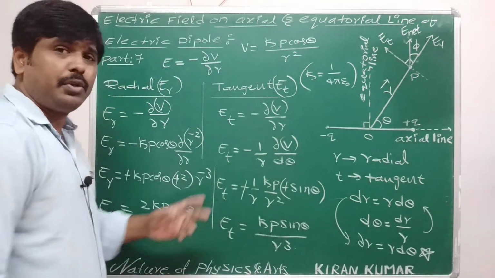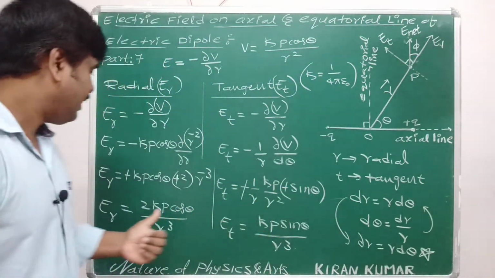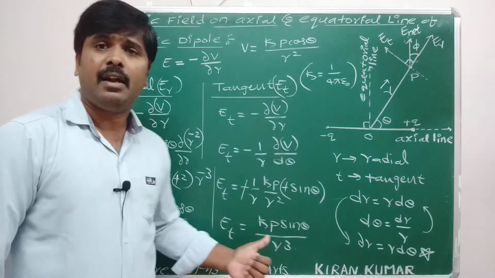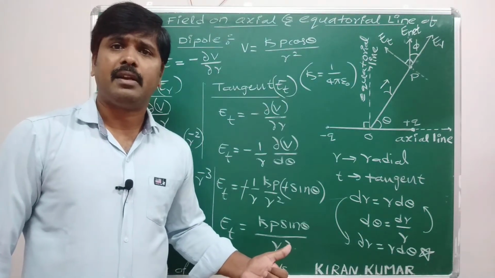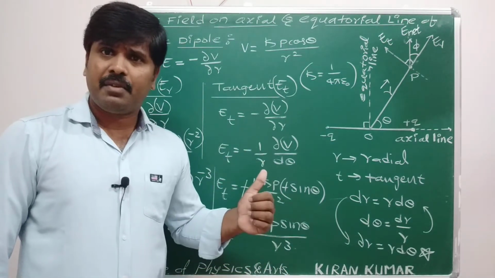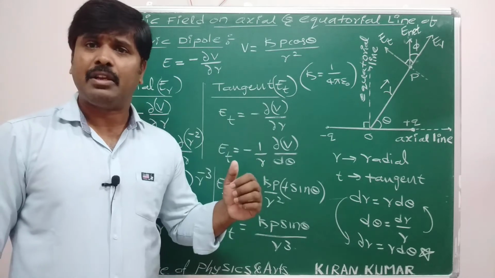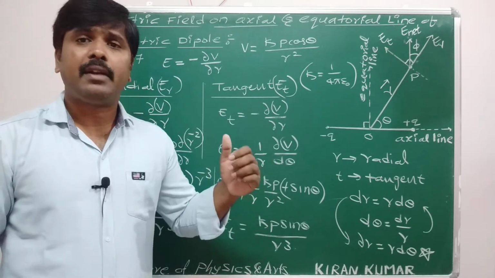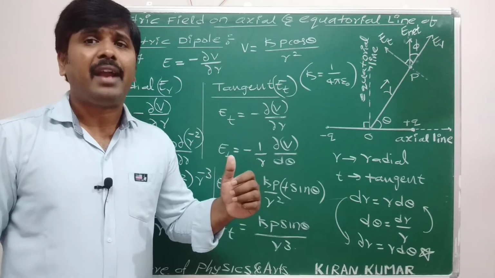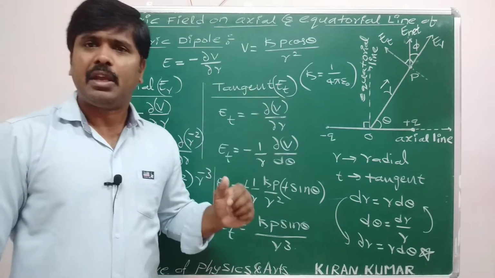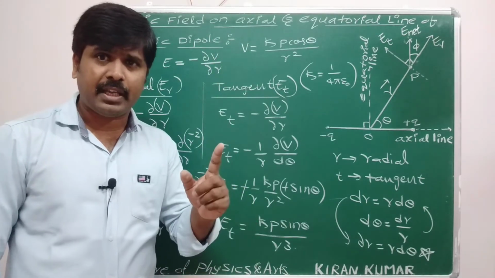So we got two values here, one is the radial electric field intensity and another one is the tangential electric field intensity. Step by step we will discuss the net electric field and resultant magnitude first and then direction, and based on the magnitude and direction equations I will find the electric field intensity on the axial line and also the equatorial line. Just a second.